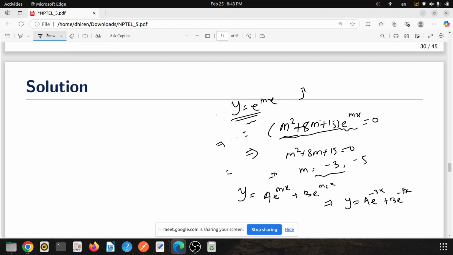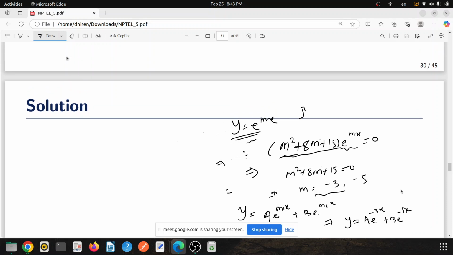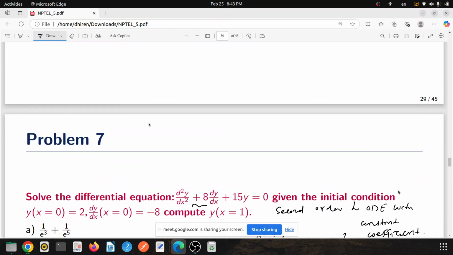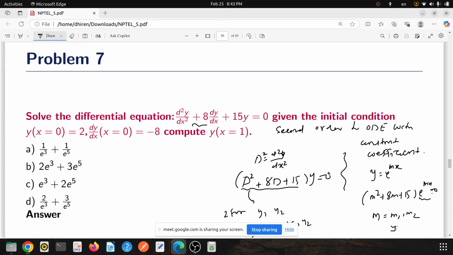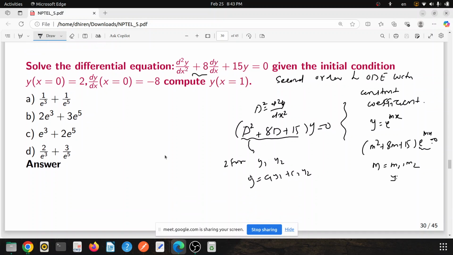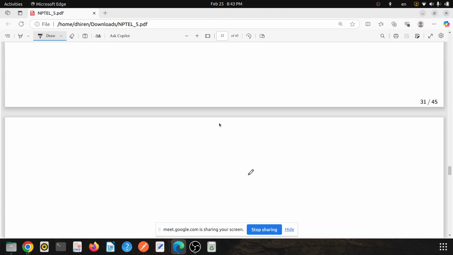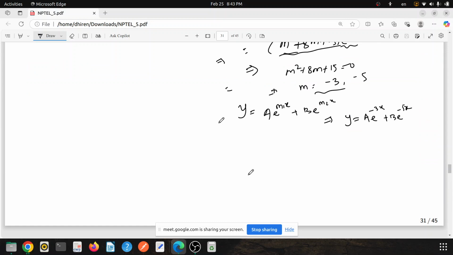Then what is given? Given the initial conditions, y at x equal to 0 is 2, and y prime at x equal to 0 is also given. So y prime, the first derivative of y, will be minus 3a e power minus 3x minus 5b e power minus 5x.